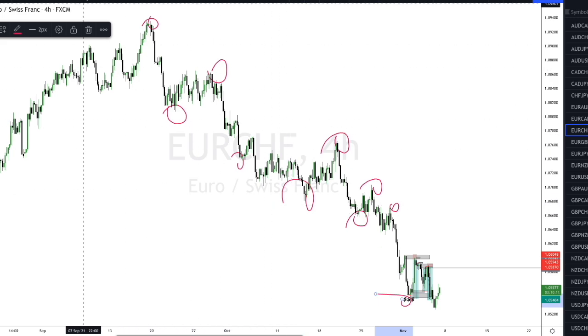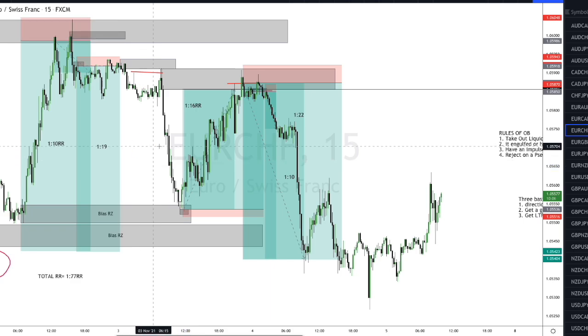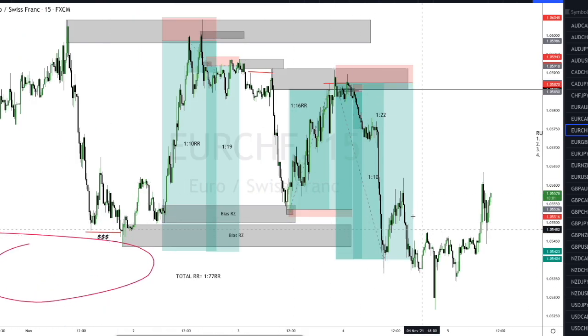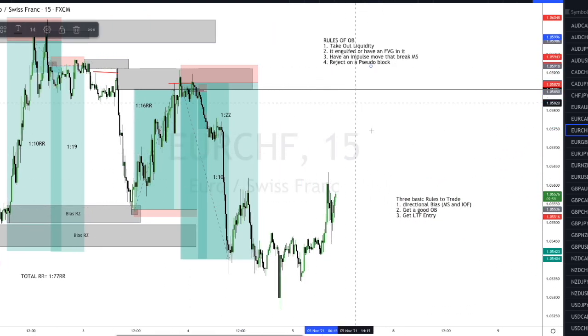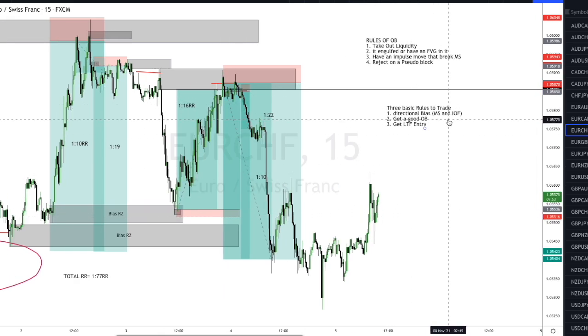So I'm rest assured that this particular trade is going to give me what I am looking out for. Just like I told you, there are three rules for you to trade, and I've written all those rules here. Directional bias: I've already established that my market structure and institutional order flow is bearish. I use the 4 hour time frame as my institutional order flow, and I've confirmed that it is bearish. The next thing is to get a good order block, and these are the rules for me to confirm whether this is a good order block or not.